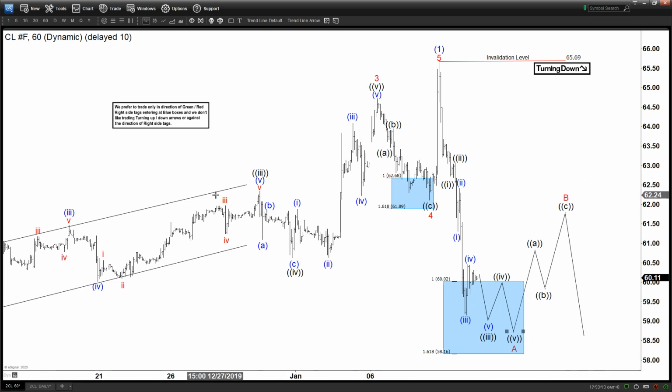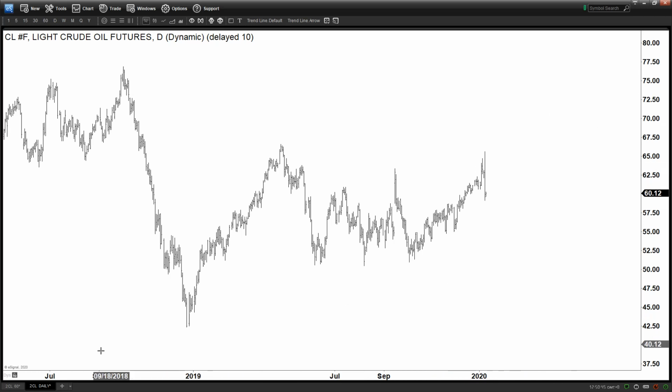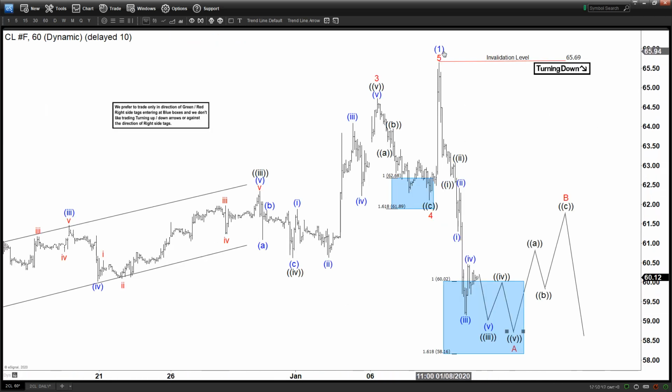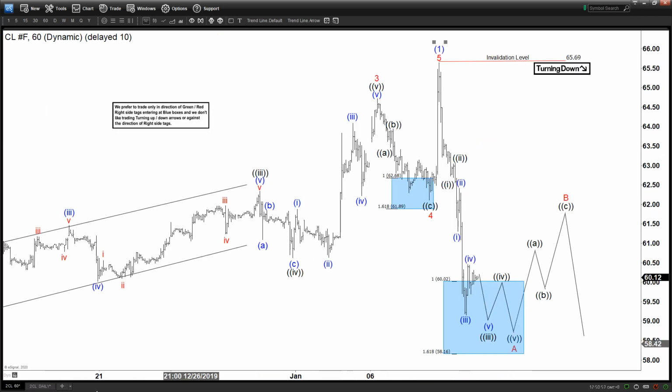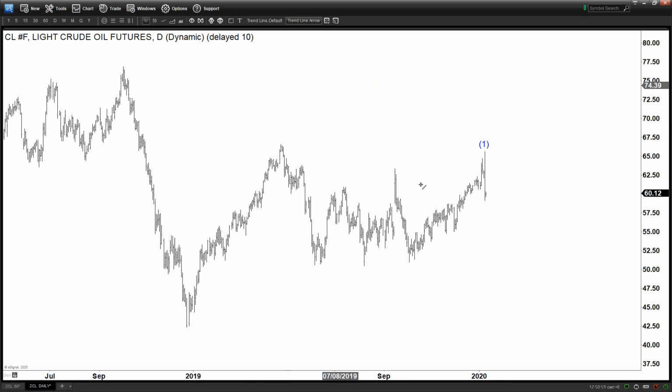Now if I look at it from the larger degree, this is the daily. Okay, so let's see what the daily view is. So this is the one here, okay, that you saw in the 1 hour. So that is suggesting that this entire rally is counted as a wave 1, and then now we could be doing an ABC type of correction, all right, in the wave 2 before possibly turning higher again.